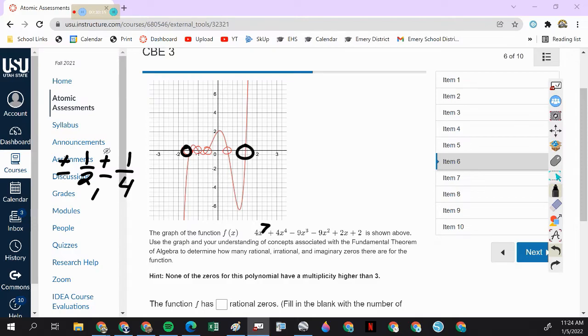What if it was an x to the 6th? It can't be because of its shape, right? An x to the 6th would be like a triple U. So this could be a 7th or a 9th, but then you would just plug in extra imaginary zeros in there. Okay.